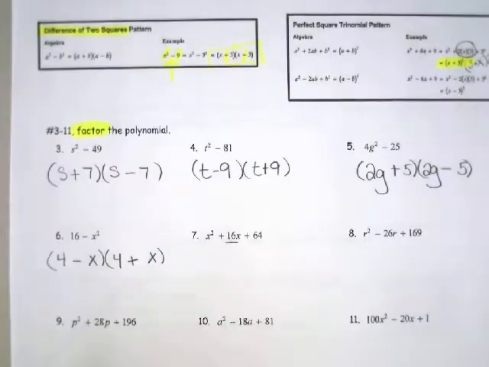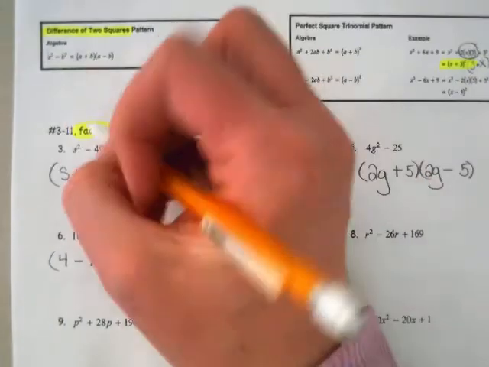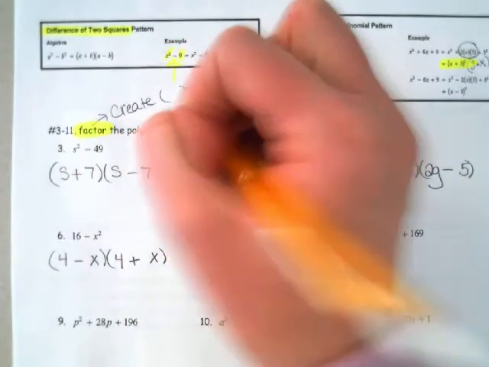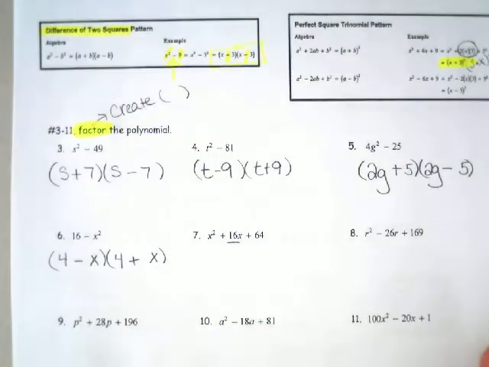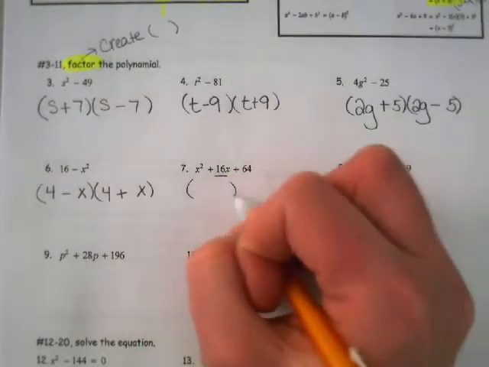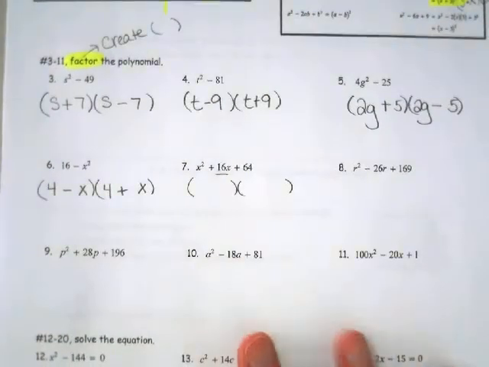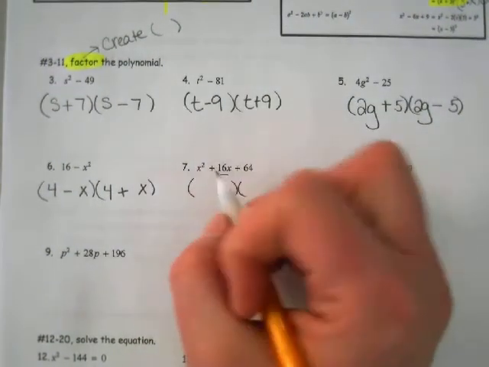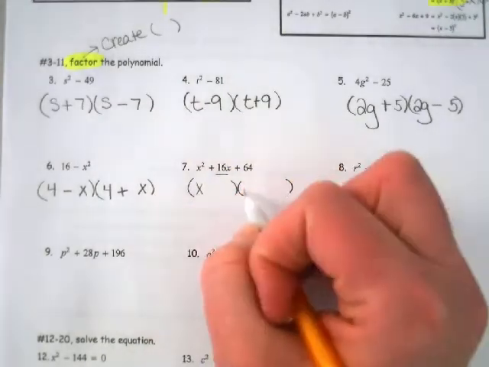The other thing I want you to pay attention to is whenever you see the word factor, they basically want you to create parentheses. That's what they want you to do. So if you look at number 7, they want us to do the parentheses. Now, if you don't recognize this is a shortcut, we can go back to a previous lesson, like 7.4 and 7.5, where we learned how to factor.